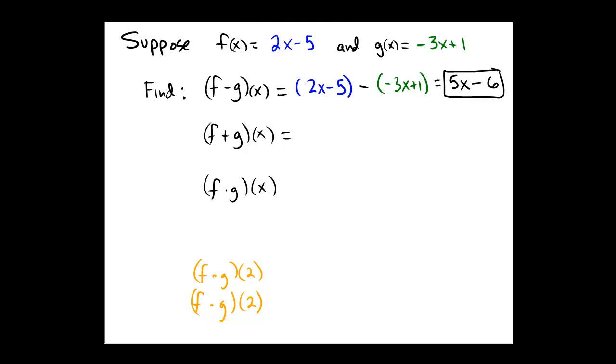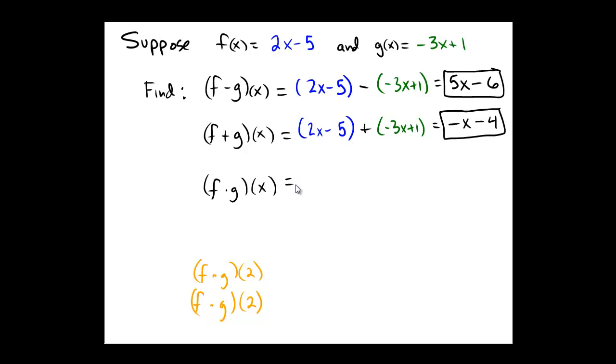Now let's perform a sum. So now we're going to take 2x minus 5, and to that function we will add negative 3x plus 1. Again, collecting like terms, this time we have 2x plus negative 3x, which is a negative x. Then we have negative 5 plus 1, which is negative 4, or a subtraction of 4. So in this case we get negative x minus 4.